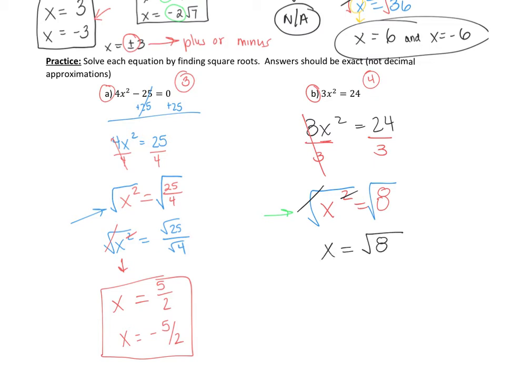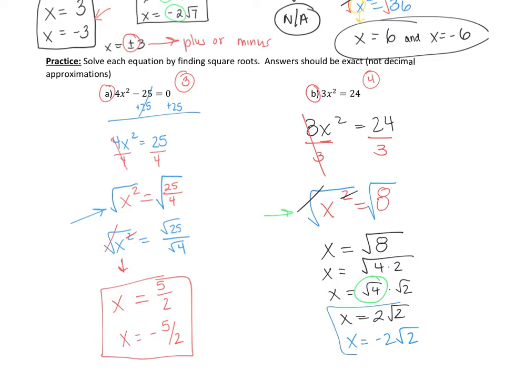Now, this could be simplified, so you're going to keep simplifying it. So x equals the square root of 4 times 2, x equals the square root of 4 times the square root of 2, and x equals 2 square root of 2. So that's my end answer. But, one more time, the square root of 4 could be a positive 2, but it could also be a negative 2. So that's important. These would be your answer.